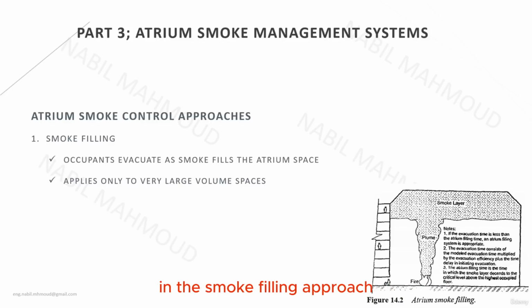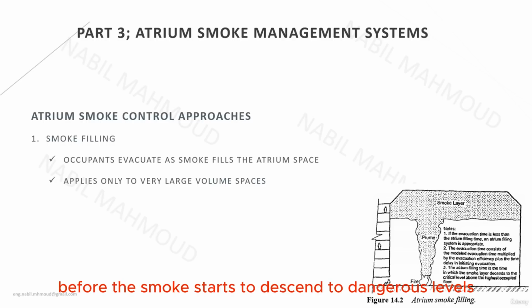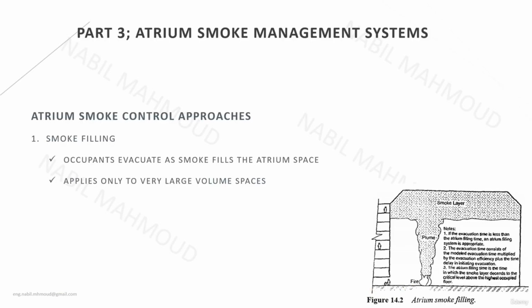In the smoke filling approach, in case of a fire incident that happened and ignited a fire in the atrium, the occupants will start to evacuate as the smoke will start to fill in the atrium space in parallel. So my main concern here is that I need the occupants to evacuate safely before the smoke starts to descend to dangerous levels. And this natural smoke filling mostly applies to the very large atrium volume enclosures.